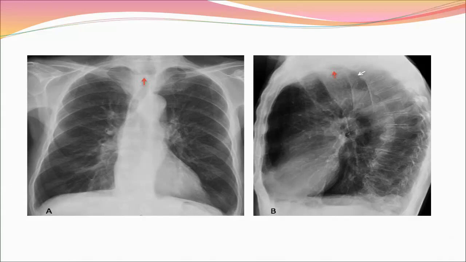PA radiograph shows an upper mediastinal air fluid level, arrow. Lateral view shows an opacity occupying Rader's triangle, B, white arrow, with an air fluid level, B, red arrow. Esophagogram showed a Zenker diverticulum, confirmed at surgery.